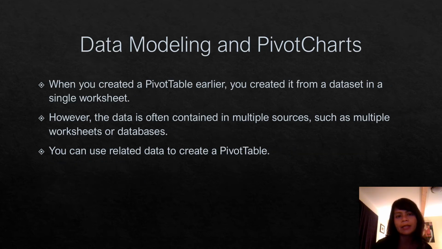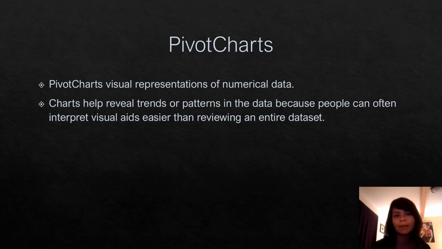Next, we'll look at data modeling and pivot charts. When you created a pivot table earlier, you created it from a data set in a single worksheet. However, data is usually contained in multiple sources, such as multiple worksheets or databases. So you can also use related data to create a pivot table. You can create a pivot table from multiple sources, not just from one range.